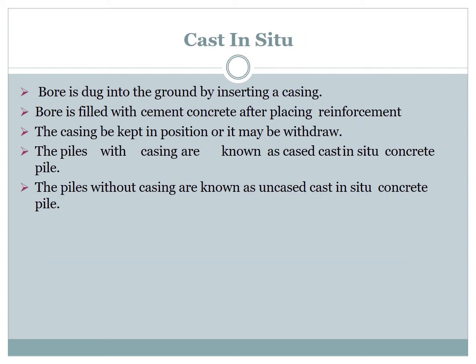Next, cast in situ. As the name suggests, first a borehole is dug into the ground by inserting a casing. Then this borehole is filled with cement concrete after placing the reinforcement. Then this casing may be kept in position or it may be withdrawn. Piles with casing are known as cased cast in situ concrete piles, and piles without casing are known as uncased cast in situ concrete piles.